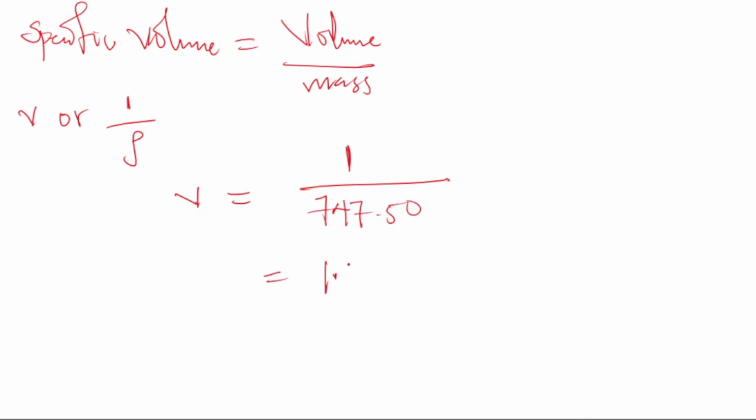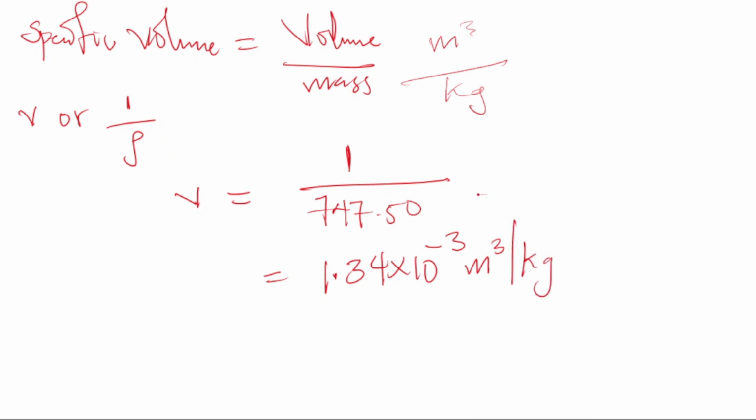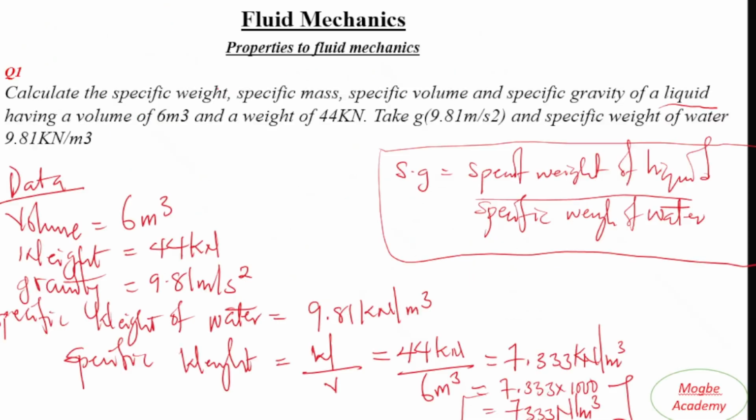Now, if you punch this in your calculator, this will simply give you 1.34 times 10 raised to the power of minus 3. What's the unit? Remember, this is measured in meter cube and this is measured in kilogram. So the unit will simply be meter cube per kilogram. So this is the answer for your specific volume. Am I communicating?